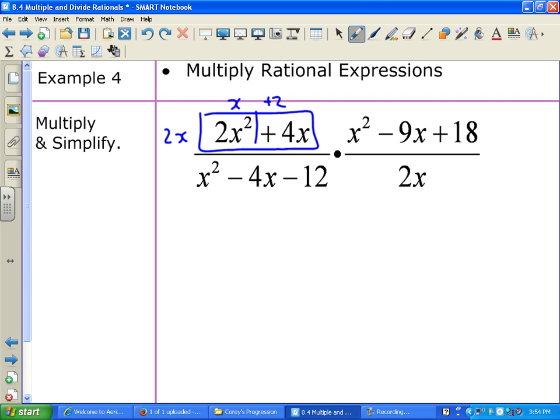The bottom left, x squared minus 4x minus 12. I can factor that. That's negative 12, negative 4. That's a trinomial, x over, two numbers that multiply for negative 12 and add for negative 4. Those numbers are negative 6 and positive 2.